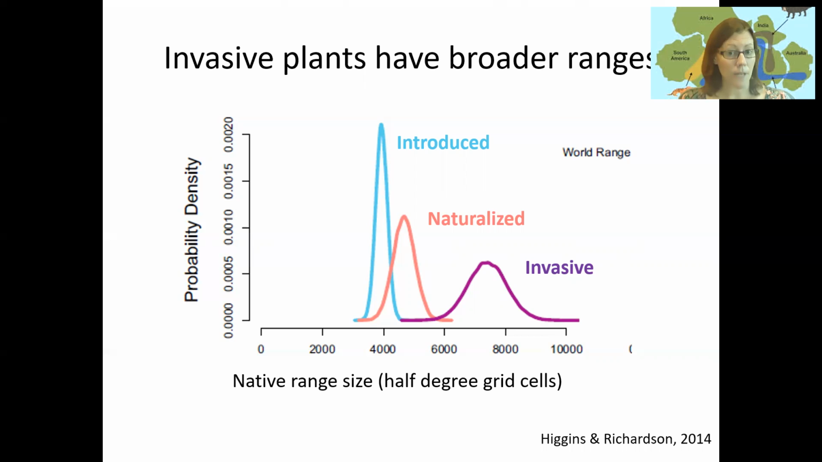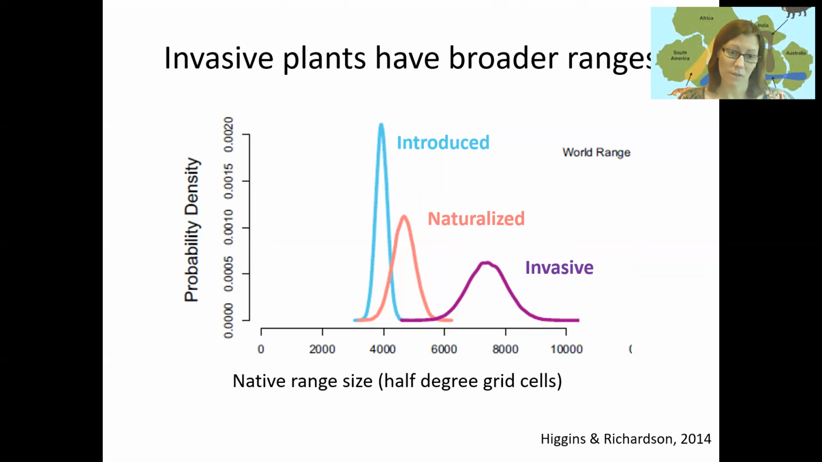And so that might make you fitter ultimately. Broader ranges also mean that you have more exposure to people, right? So people are more likely to find you earlier on and maybe introduce you into the horticulture, ornamental plant trade, whatever that is. And that might give you more opportunities through propagule pressure to actually be introduced to lots of different regions. So those are some different hypotheses as to why we might see this pattern in geography.